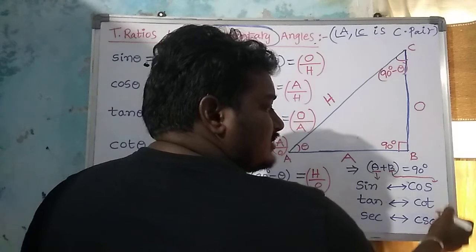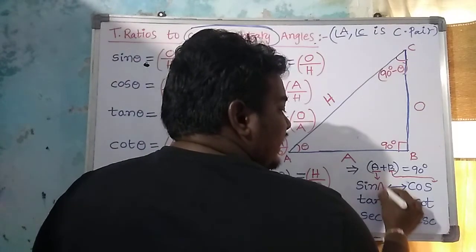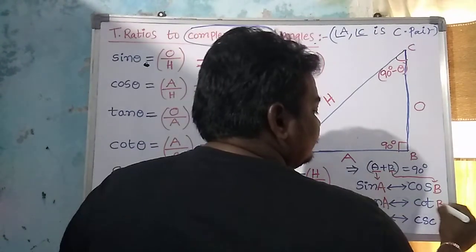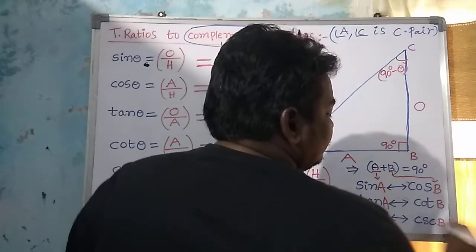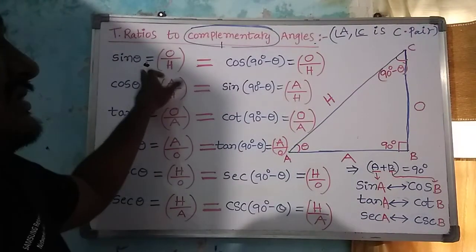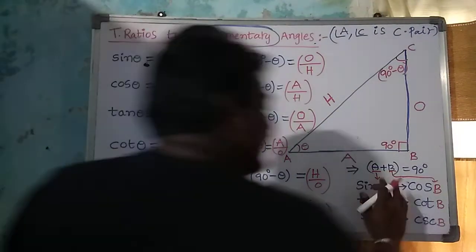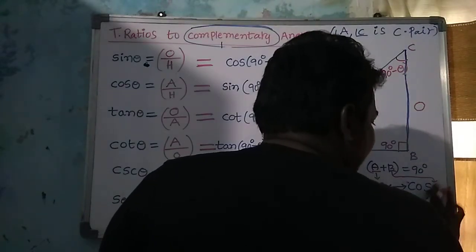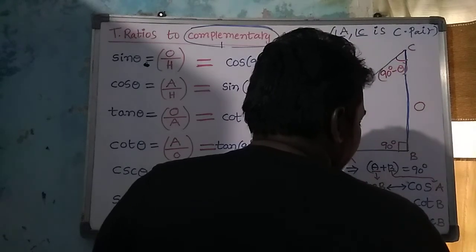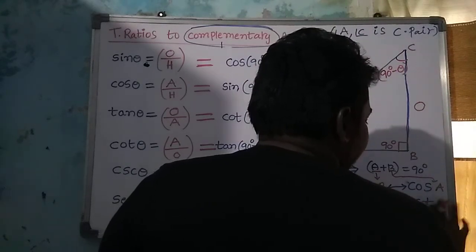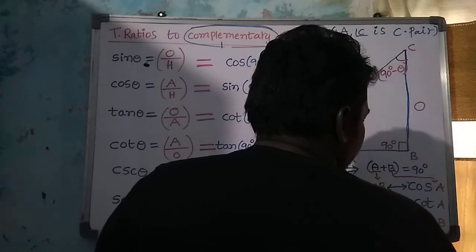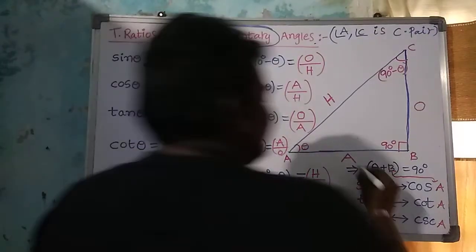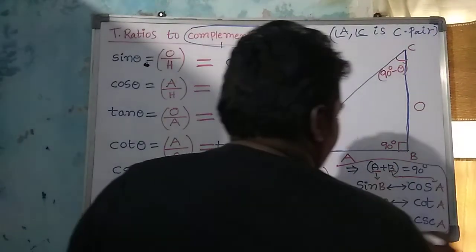Okay, cot, cosecant, right? I can say sin A equals cos B, tan A equals cot B, secant A equals cosecant B, because of this generalization. I can say like this also: if B remains, sin B equals cos A, tan B equals cot A, cosecant B equals secant A. I can generalize like this. This is the generalized form of complementary angles.